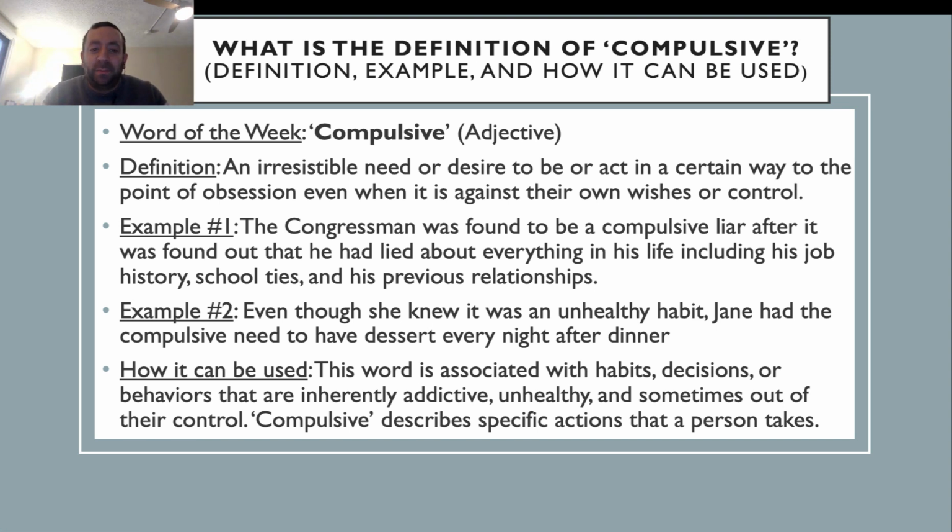But basically, the main points I want to get across to you, the student, is compulsive is something that's repetitive. You do it over and over again, and it's kind of irresistible. Sometimes it can be controlled, though it's very difficult. Sometimes it's an obsession, and sometimes people know what they're doing is wrong, but they can't stop. So the word is associated with habits, decisions, or behaviors that are inherently addictive, unhealthy, and sometimes out of their control. Compulsive describes specific actions that a person takes.